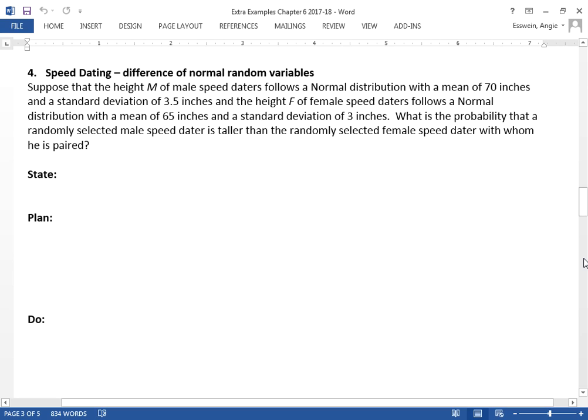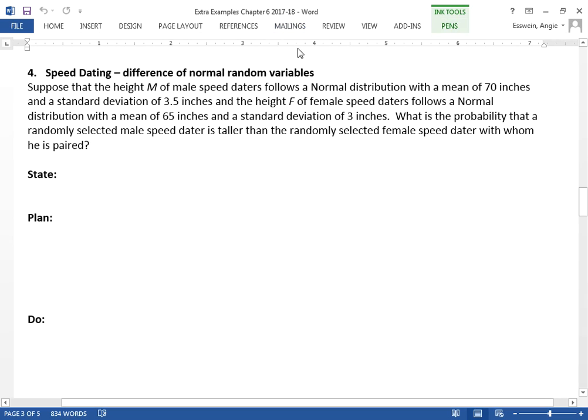All right, so this is an example on taking the difference of two normal random variables. We're doing speed dating here, and the average height of a male speed dater is 70 inches with a standard deviation of 3.5, and the height of a female speed dater has a mean of 65 inches with a standard deviation of 3. What is the probability?